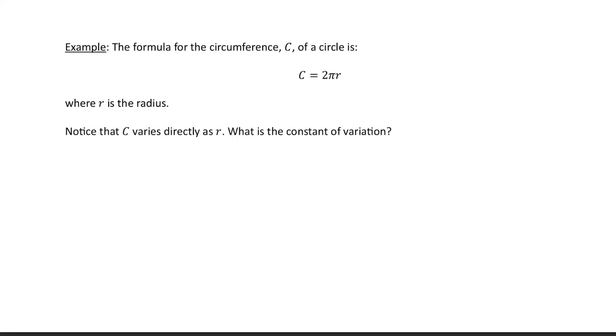So let's look at an example. The formula for the circumference, c, of a circle is c equals 2 pi r, where r is the radius. Now notice that this is really saying that c varies directly as r, because c is equal to a constant times r. Namely 2 pi. The k will be 2 pi. So notice that c varies directly as r. What is the constant of variation? Well, we can write it out. The k will be 2 pi, which is approximately 6.28. So the circumference of a circle varies directly as the radius of the circle.